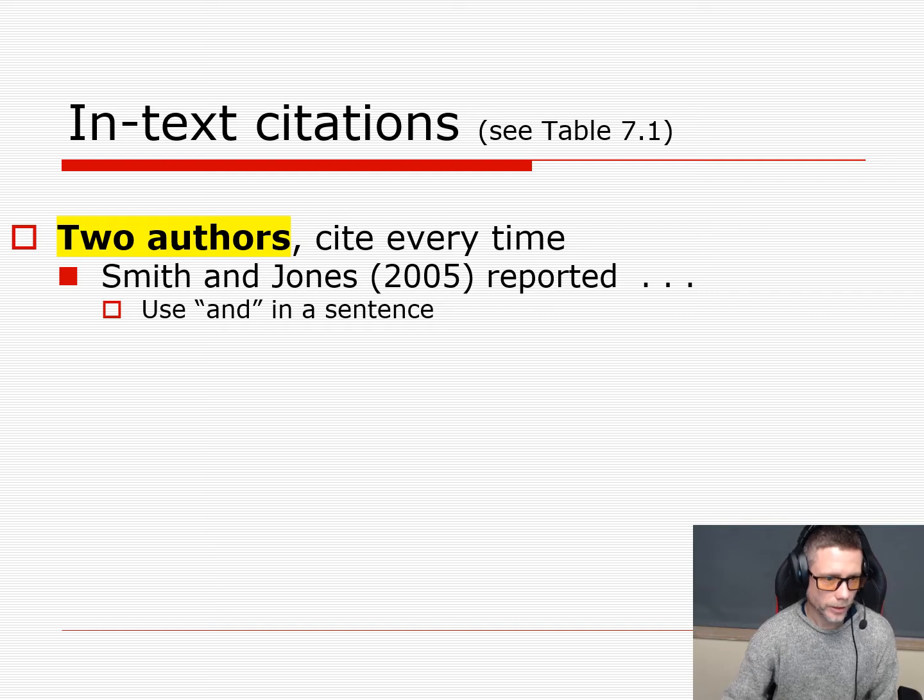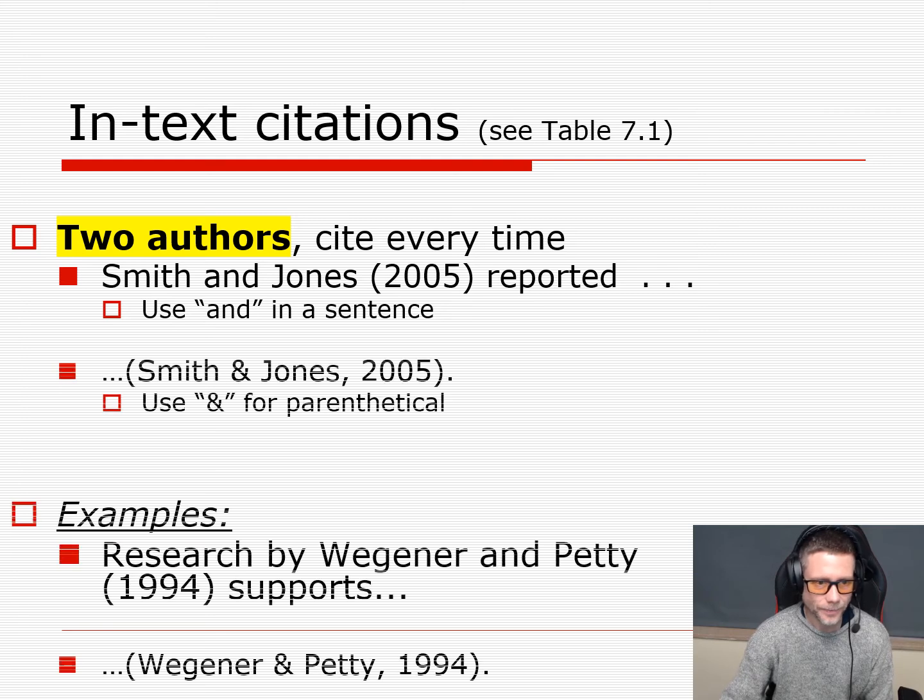Two authors. If you're using the authors' last names in the middle of the sentence or at the beginning of the sentence, wherever, you use "and". If you're using it at the end of the sentence to defend what has been stated, then you use the ampersand. So here are some examples. Mid-sentence, "and". This is for two authors. At the end of the sentence, the ampersand with the year of publication.